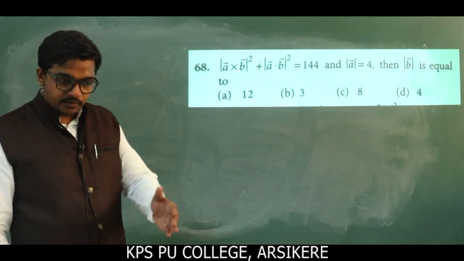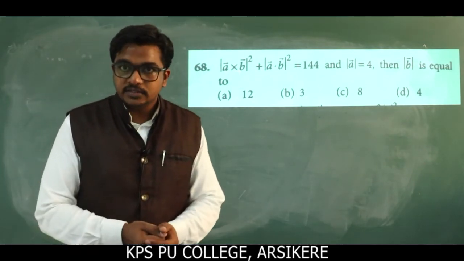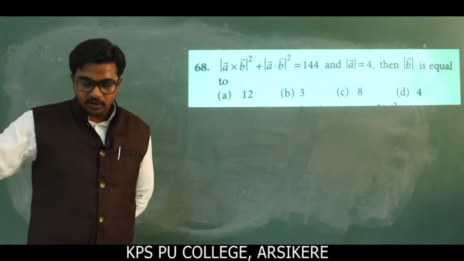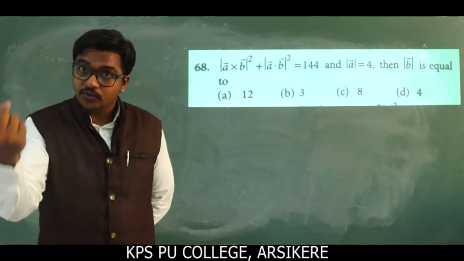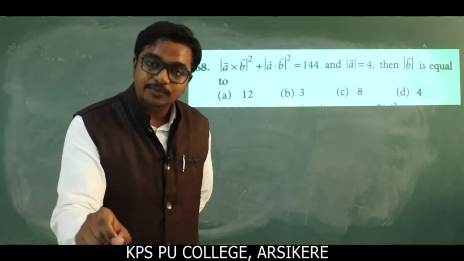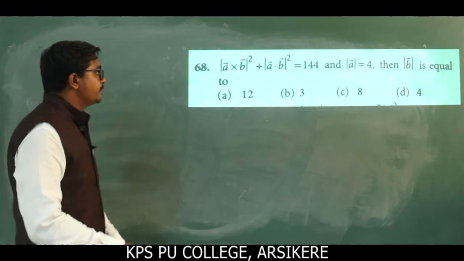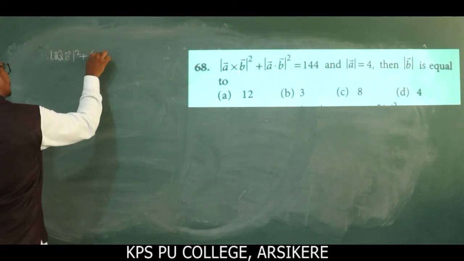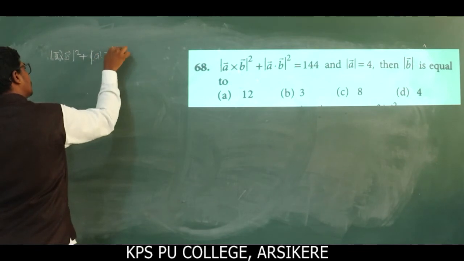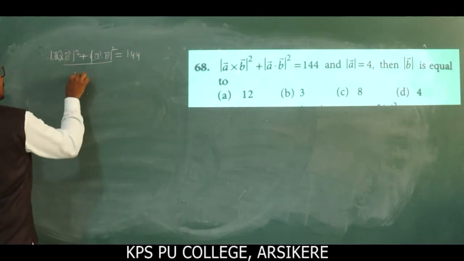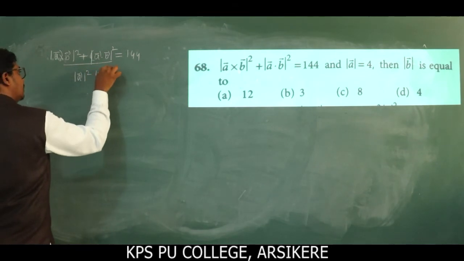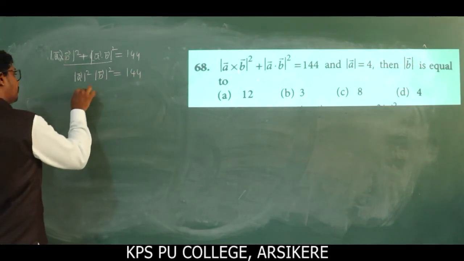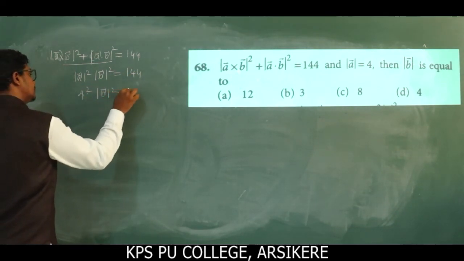Just listen here. We have already discussed the previous question. A cross B whole square plus A dot B whole square. Remember, vector A dot A is equal to the magnitude of vector A whole square. So what we obtained here is magnitude of A cross B whole square plus magnitude of A dot B whole square is equal to 144. They are nothing but magnitude of vector A whole square into magnitude of vector B whole square is equal to 144. They already gave magnitude of vector A as 4, so 4 square into magnitude of vector B whole square is equal to 144.